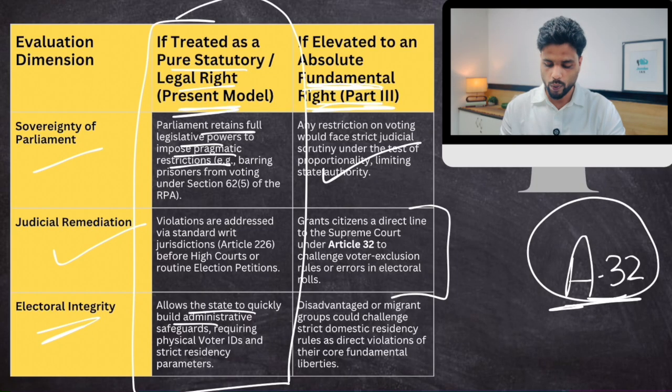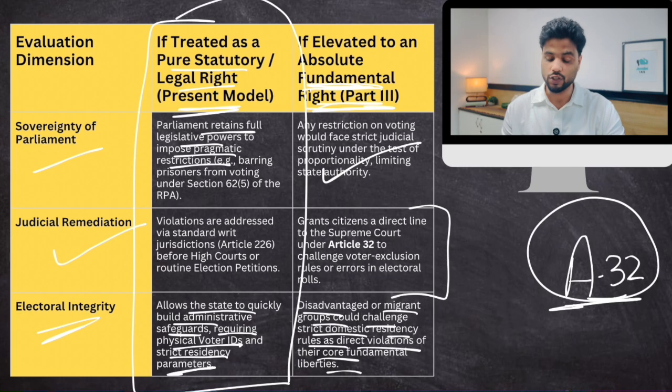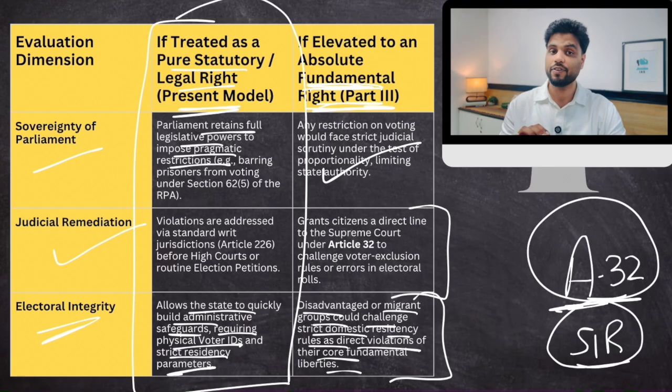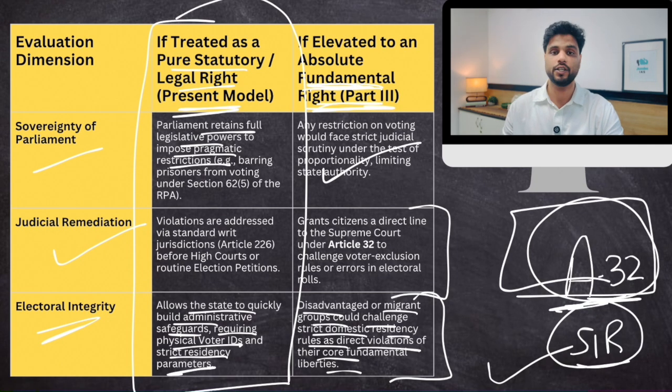It allows the state to quickly build administrative safeguards requiring physical voter IDs, strict residency parameters. Disadvantaged or migrant groups could challenge strict domestic residency rules as direct violations. So this is an example, like recently the SIR exercise was conducted, right? And it was challenged in the Supreme Court. Bihar SIR, Bengal SIR. But if the right to vote is a fundamental right, any citizen can challenge SIR directly in the Supreme Court under Article 32.